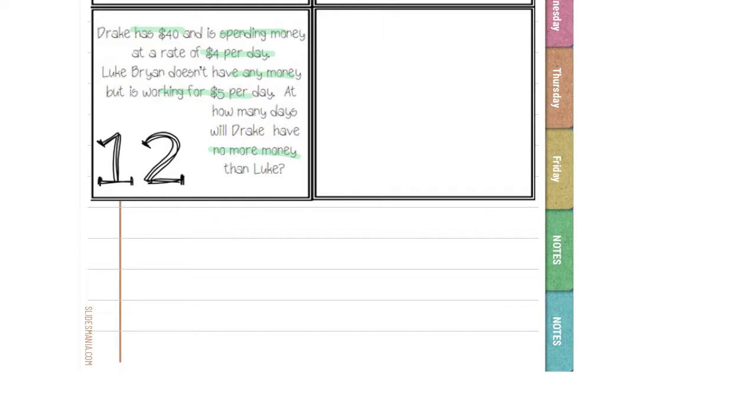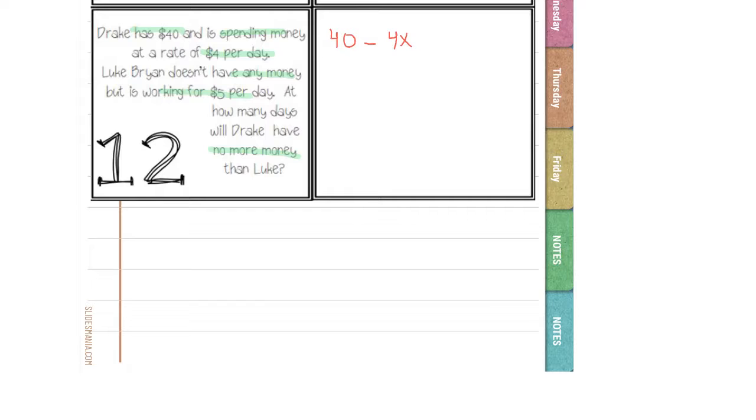So let's go ahead and start with Drake. So it says that he has $40. That's the constant. And he is spending money at a rate of $4 per day. So if he is spending, that is taking away, that is subtracting, for x, because we don't know how many days, right? It says per day.